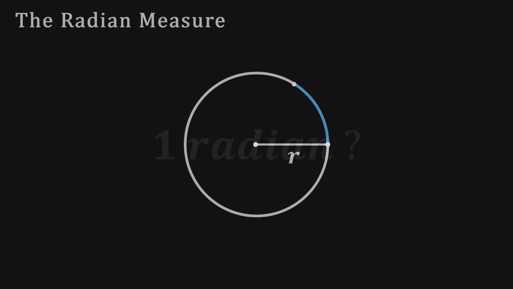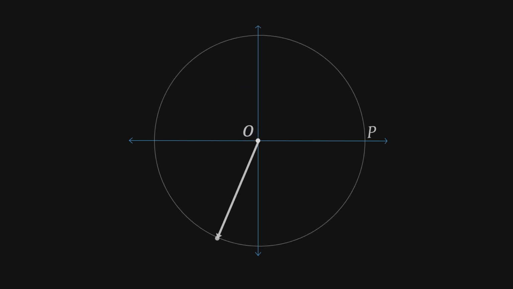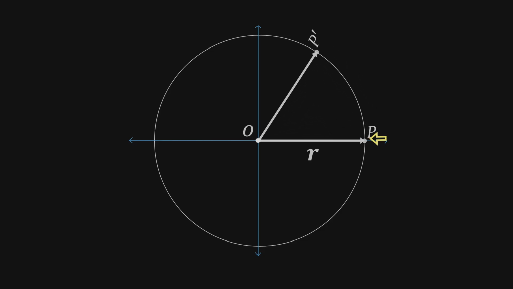So first, let's understand what 1 radian actually means. To do that, let's look at our ray OP. As the ray rotates, its tip point P traces a perfect circle. Since point O remains fixed, the distance OP is the radius of this circle. When point P starts moving from its initial position along this circle's boundary and covers an arc length that is exactly equal to the radius of this circle, then the angle formed by the ray at the center O is defined as 1 radian.